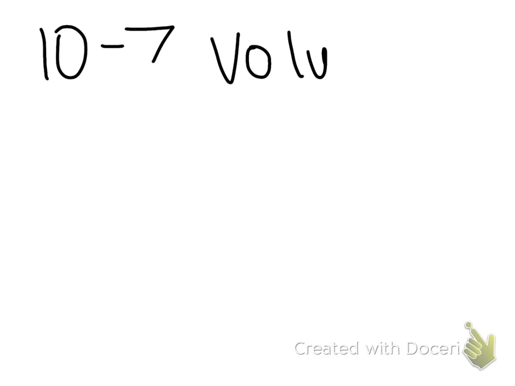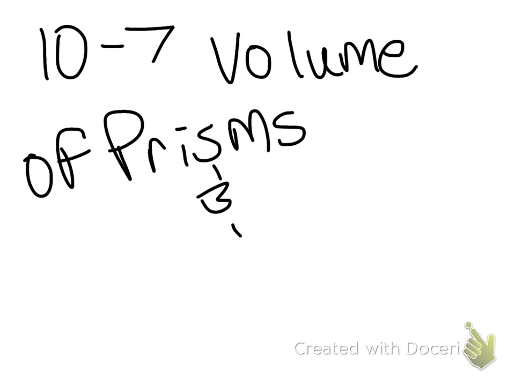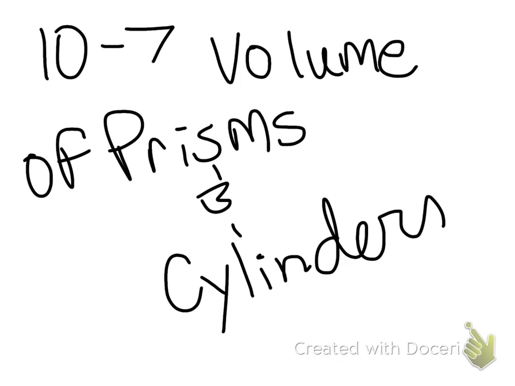Alright, welcome to lesson 10-7. This is the volume of prisms and cylinders. You're going to need a pencil, paper, colors, a calculator, and a ruler. By the end of this lesson, you're going to be able to find the volume of different prisms and find the volume of cylinders.